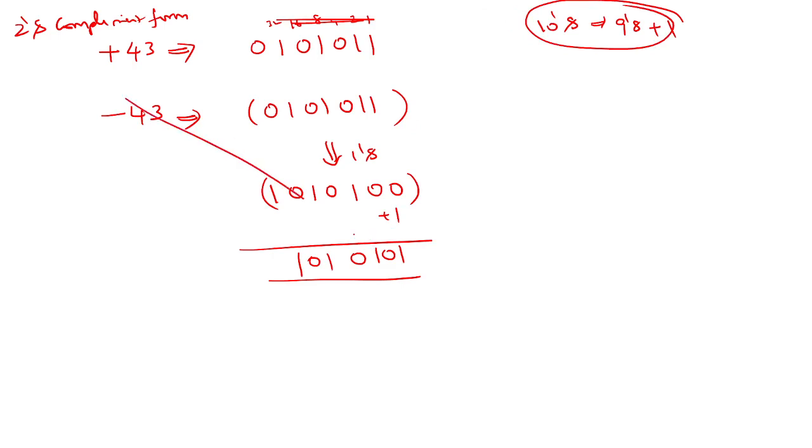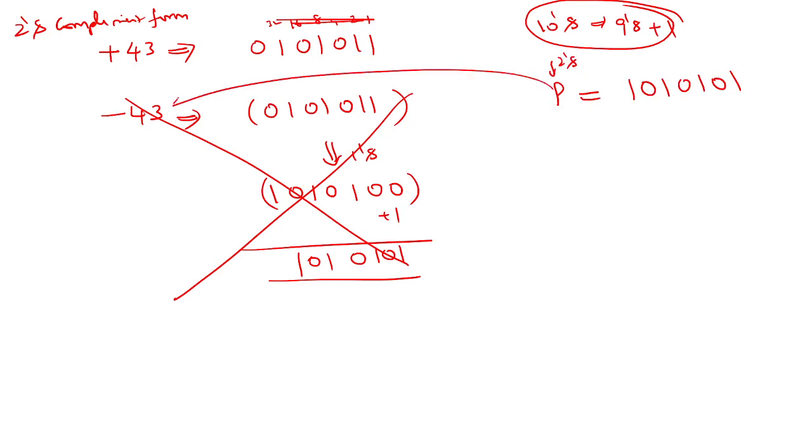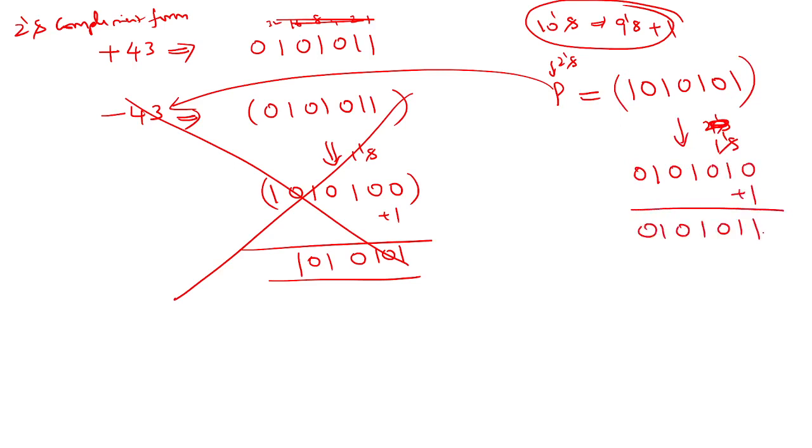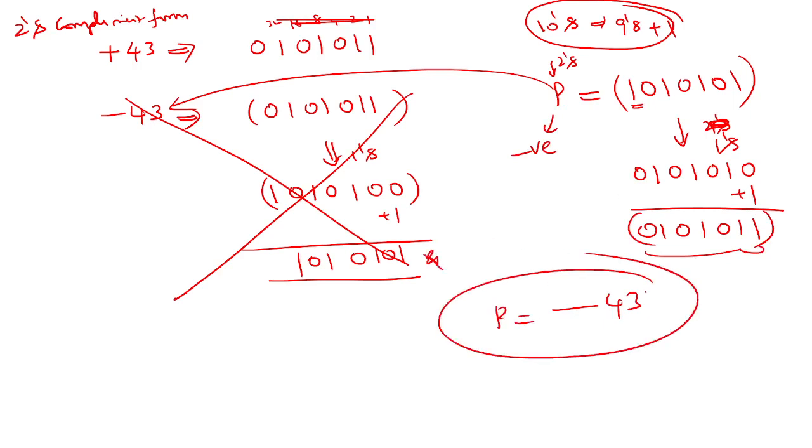Now, you don't know all this. Say some number P is given in 2's complement form 10101001. How to get back to this number? You again go 2's complement. Means what? You do 1's complement 0101010, add plus 1, 0101011. Since the MSB is 1, we know that this number is going to be a negative number and this will give the magnitude, right? So minus, what is the magnitude of this? 43. So I can say minus 43.